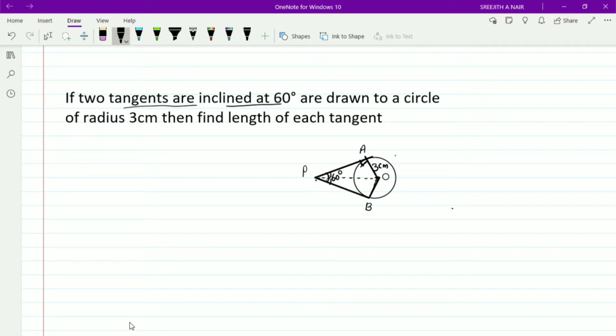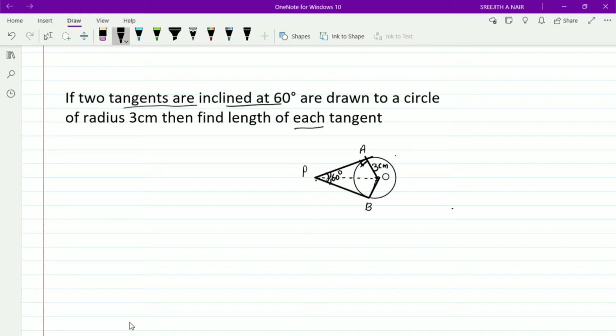We have to find out the length of each tangent, that is PA and PB. We know the property of tangents: lengths of tangents drawn from an external point to a circle are equal. So PA is equal to PB.